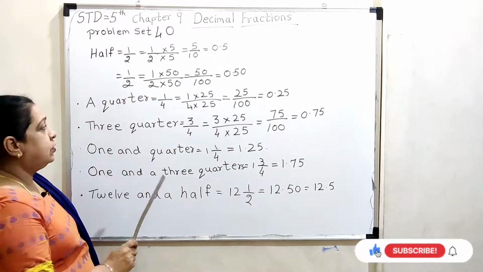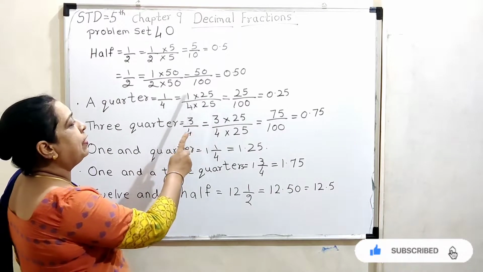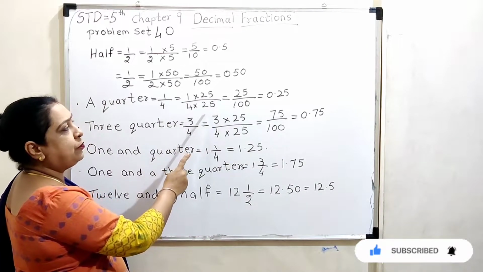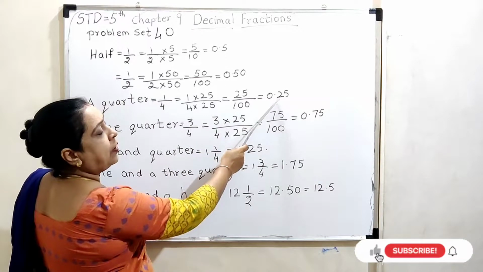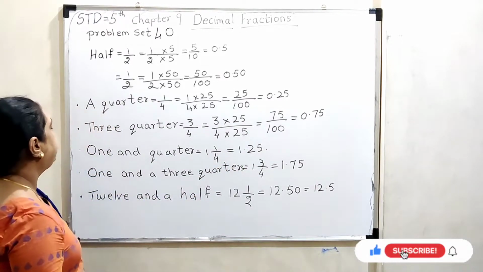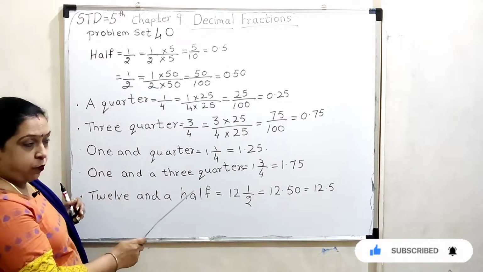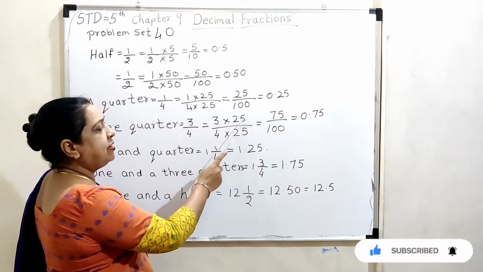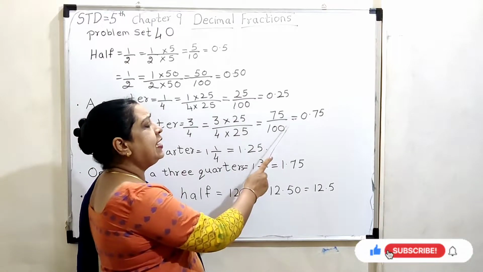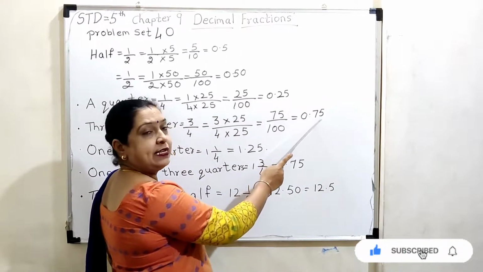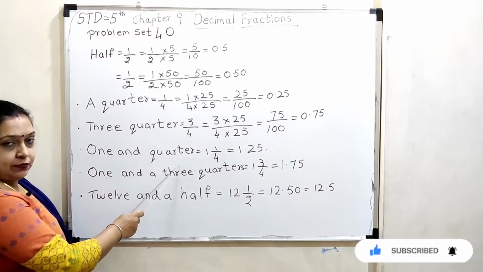Now, a quarter. What do you mean by quarter? Quarter means 1 upon 4. So 1 upon 4 into 25. 1 into 25 and 4 into 25 will give you 25 upon 100. In decimal form, we write 0.25. Now, what do you mean by 3 quarter? 3 quarter means 3 upon 4. So, 3 into 25 will give you 75 and 4 into 25 will give you 100. That means in decimal form we write 0.75.